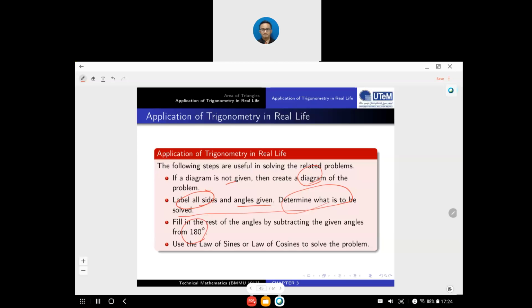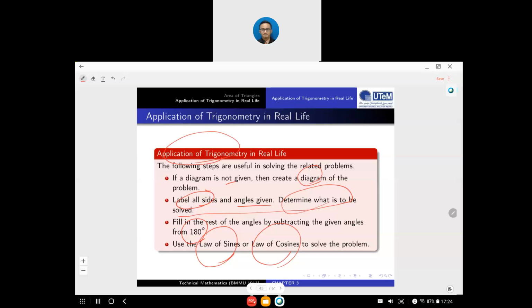Okay, because we know that if you have a triangle, the summation of angles in the triangle is 180. Or if you have the reference angle, it is also 180. And then last but not least, you can use law of sine or law of cosine in order to solve the problem. Okay, so this is usually the general four steps in order to solve applications of trigonometry. But again, it depends on your question, depends on your problem.